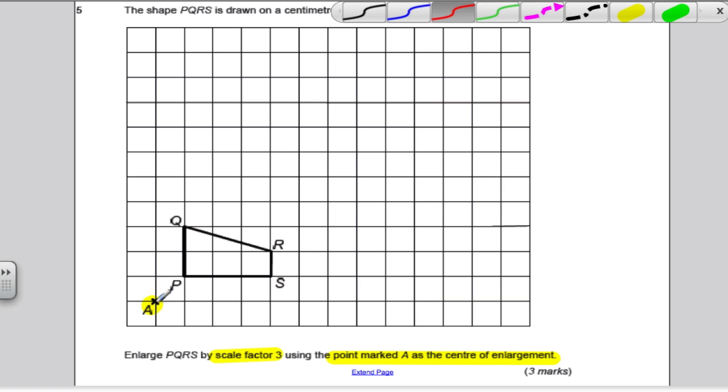I think always the easiest is just counting. P is 1 across and 1 up from here. So P dash will be 3 across and 3 up. This will be our new P. We're going to call it P dash. Now you could do that with each corner. You could go, Q is 1 across and 3 up. So this would be 3 across and 3, 6, 9 up. So that would be my new Q.